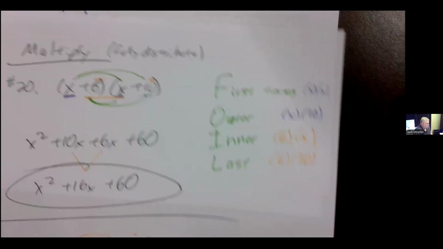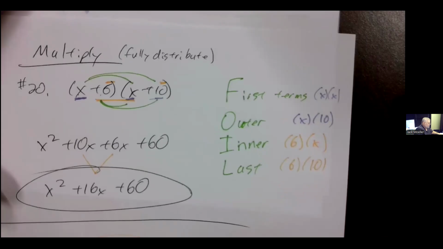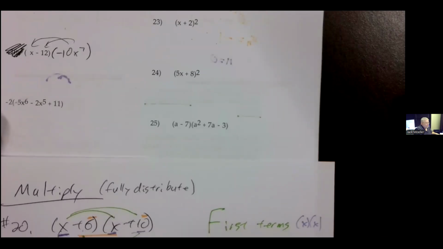How about number 24? 24 is 5x plus 8 quantity squared.